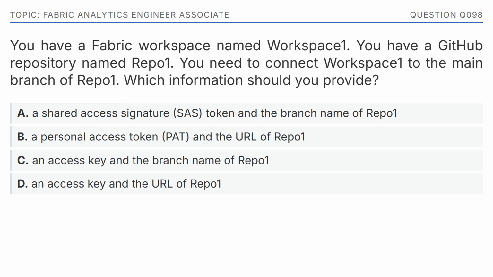The options are: Option A, a shared access signature, SAS, token and the branch name of Repo 1. Option B, a personal access token, PAT, and the URL of Repo 1. Option C, an access key and the branch name of Repo 1. Option D, an access key and the URL of Repo 1.